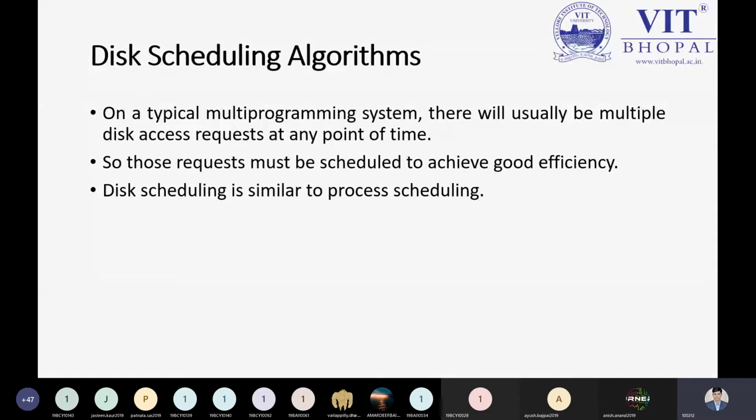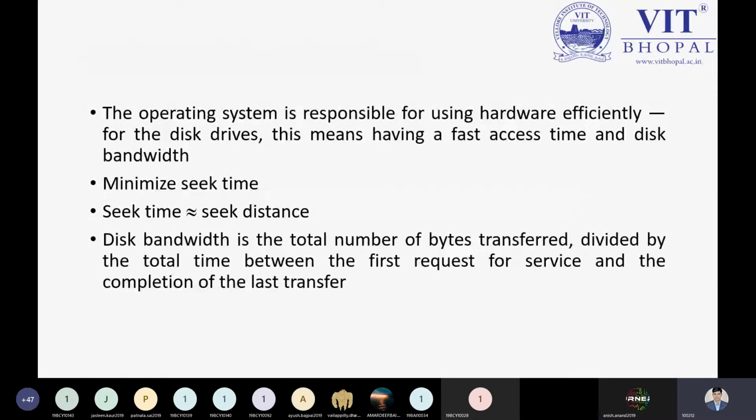So those requests must be scheduled to achieve good efficiency. This scheduling is similar to process scheduling. So I'm coming to my first scheduling algorithm, that is FCFS.